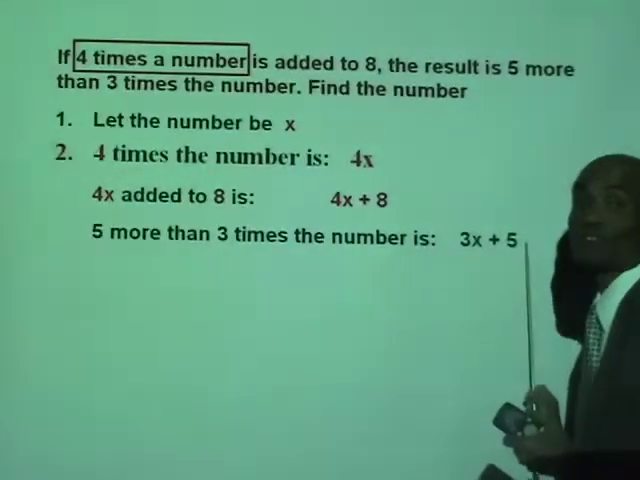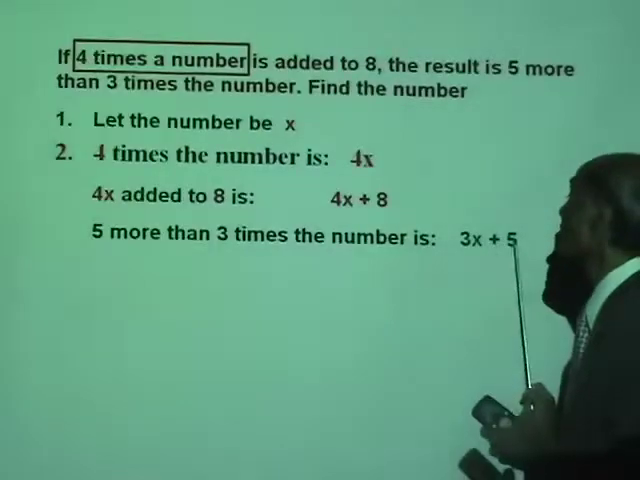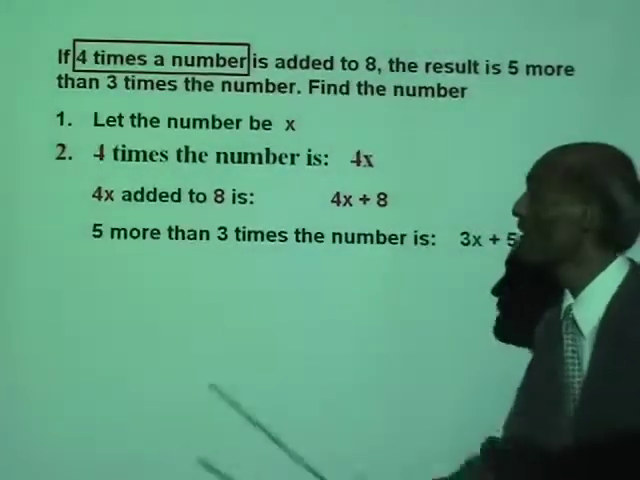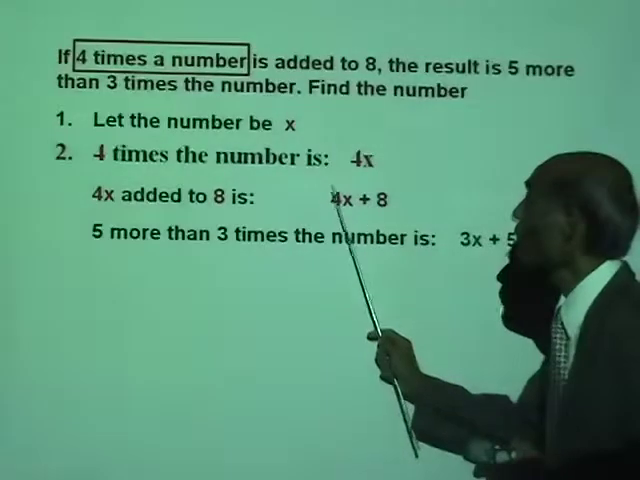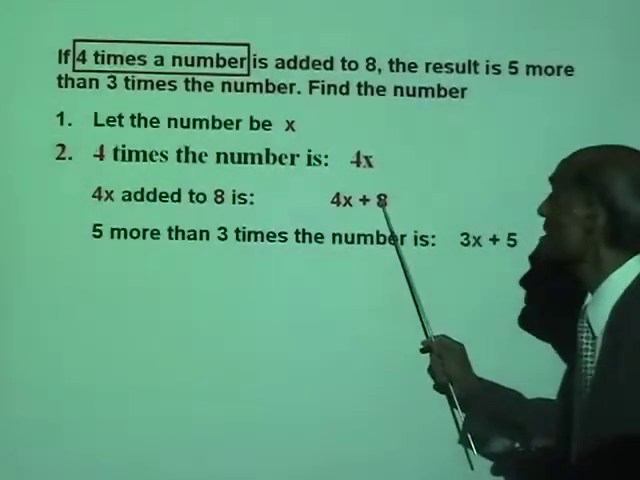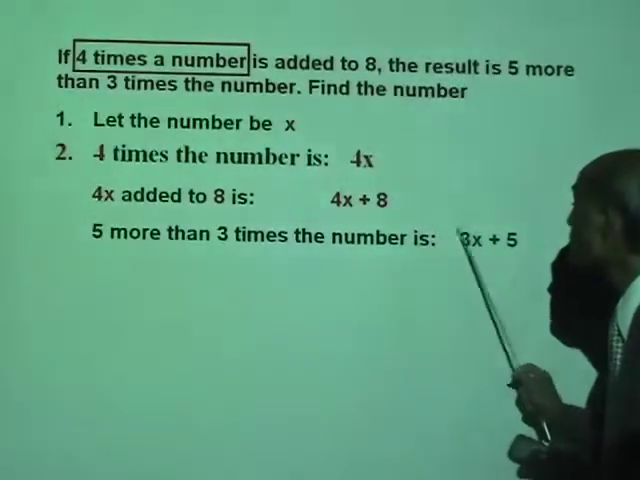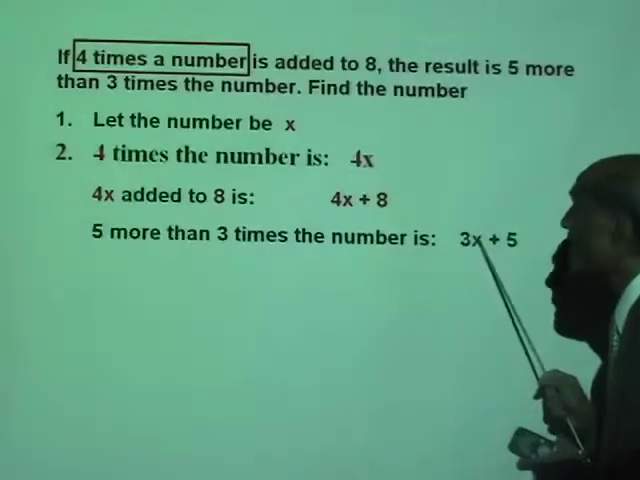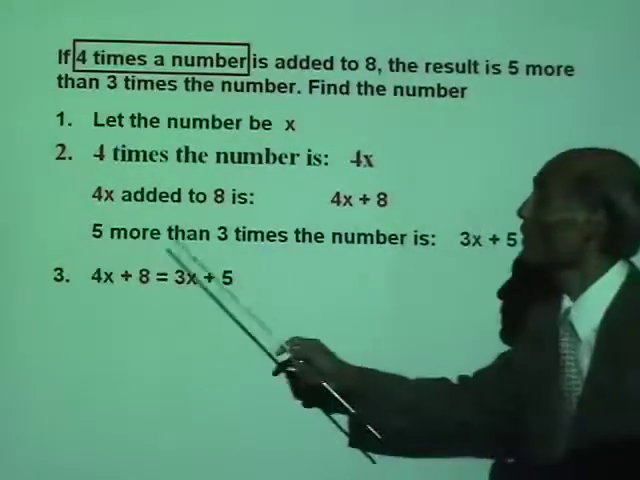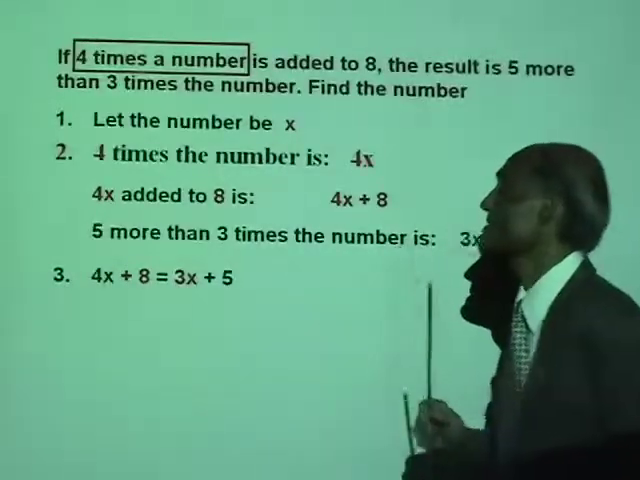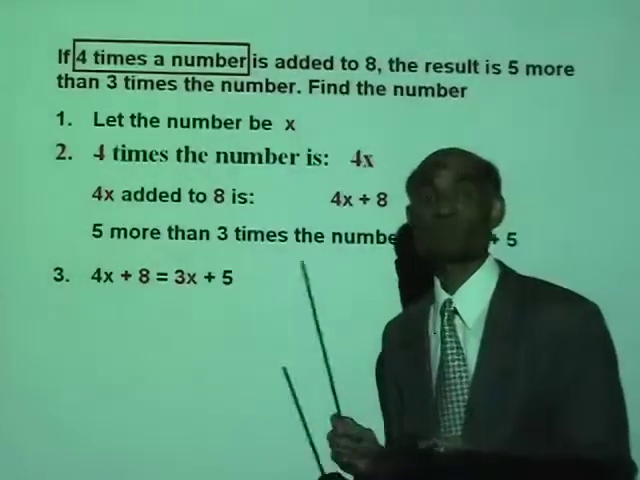5 more than 3 times the number is 3x plus 5. Can you now write down the equation? Look at it again. 4 times a number added to 8 is equal to 5 more than 3 times the number. So 4x plus 8 equal to 3x plus 5.